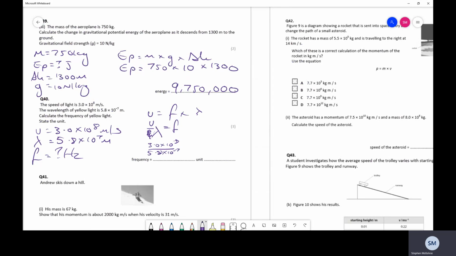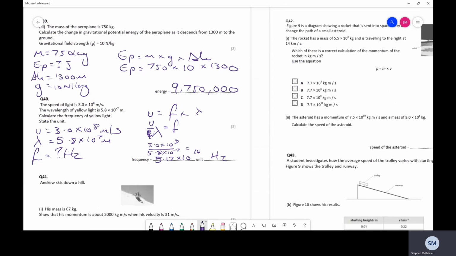This is simple as pie if we are only using our calculator correctly. So I'm going to press the fraction button, 3.0 times 10 to the power of 8, and then press down, and write 5.8 times 10 to the power of minus 7, giving me the answer of 5.17 times 10 to the 14, and the unit I'm using there is hertz.